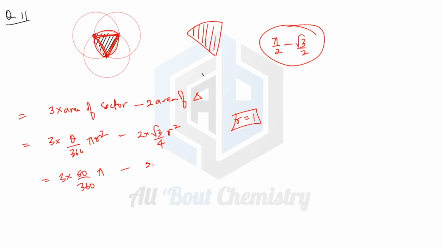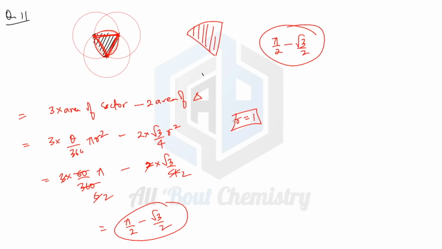Okay, minus 2 into root 3 by 4, this has become 1. So if you solve this, this becomes 6 times 3, 2 times 2, 2 times, so the answer will be pi by 2 minus root 3 by 2. Okay, this will be your answer for this question.